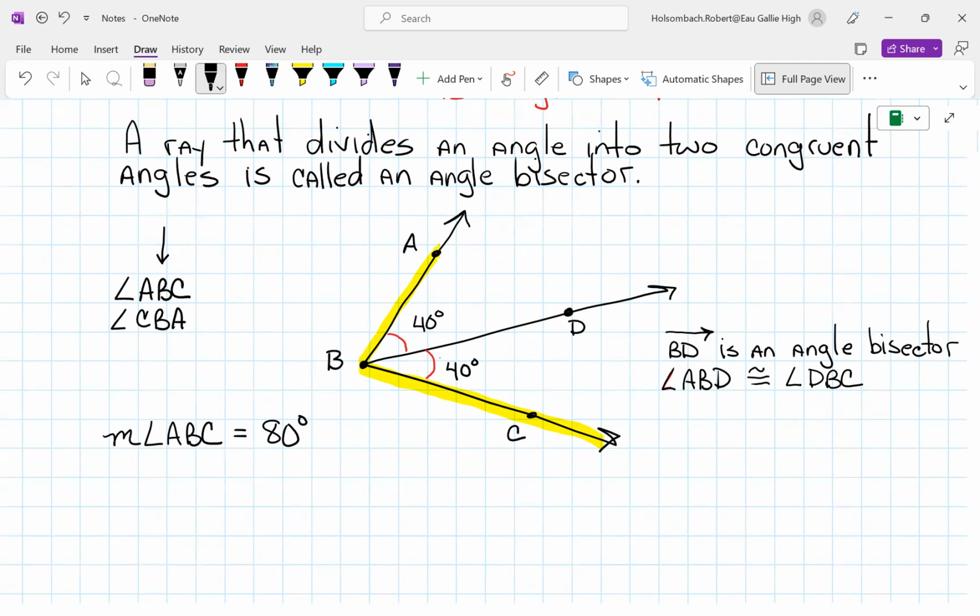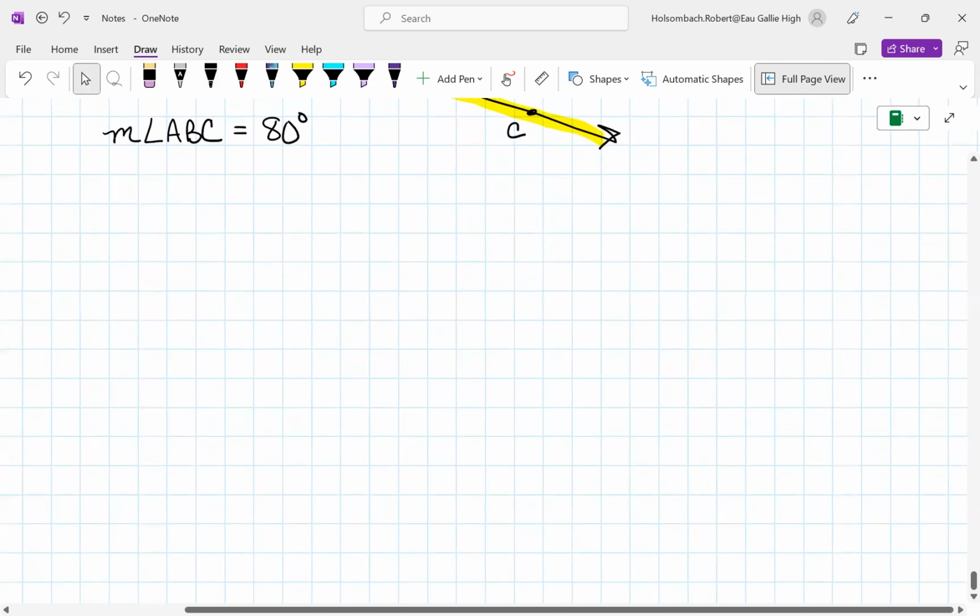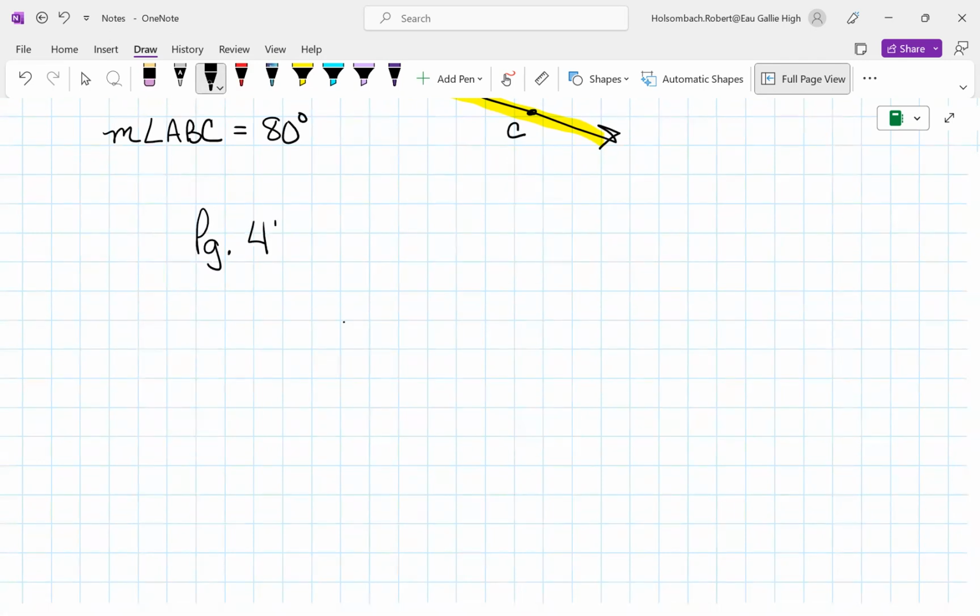All right, so a lot of new terminology. You can read it again in the book. Those are all highlighted terms on pages 36, 37, 38, and 39. All right, and then I've got a couple practice problems for you to do today. Your practice for today is going to be on page 41, problems 1 through 10.